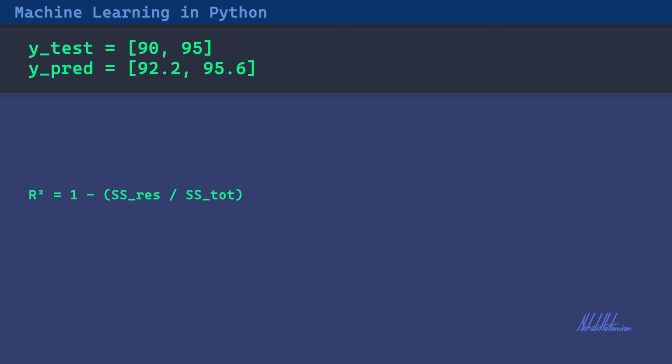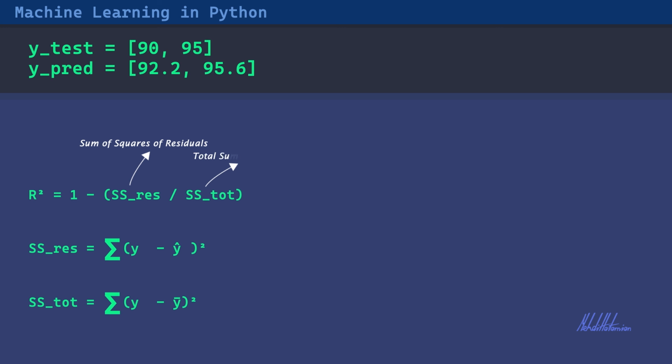R squared equals 1 minus the residual sum of squares divided by the total sum of squares. But what does that actually mean? First, the residual sum of squares is the total of all the squared differences between the actual values and the values predicted by our model. Then we have the total sum of squares, which measures how far the actual values are from the average of all values. Let's start by understanding this metric step by step.